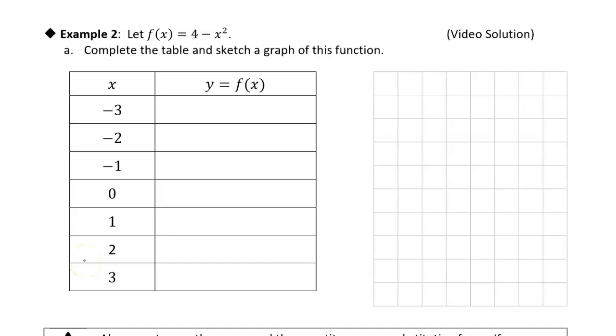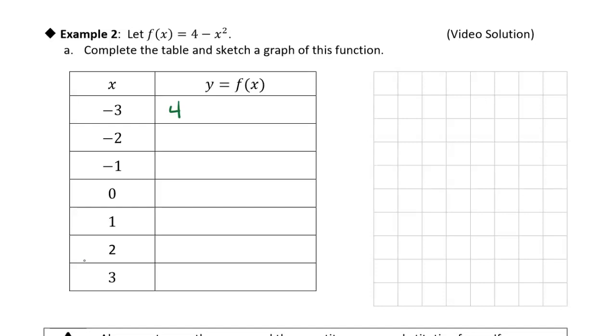All right, in this example, we have the function 4 minus x squared. And the first thing we need to do is complete this table and sketch a graph of the function. So I'm just going to plug the numbers into the formula. I'm going to put these numbers in for x, and we'll see what we get.